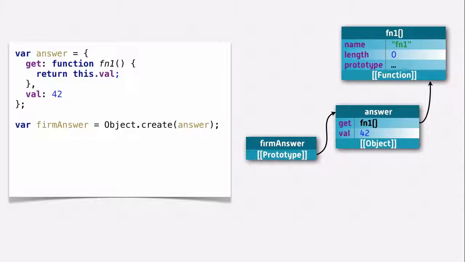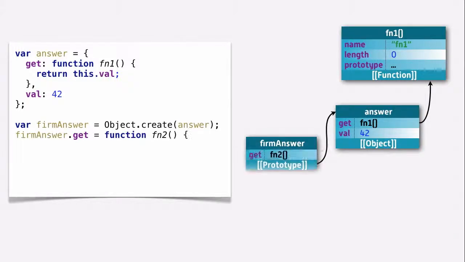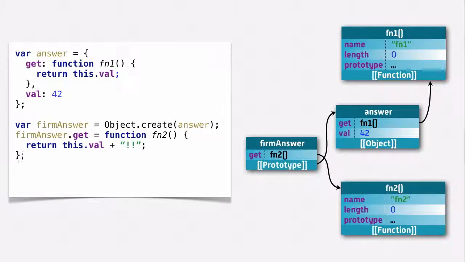So if we wanted to have a firmAnswer object that answered something differently, we just say firmAnswer.get and assign the function. In this case, we're going to return the same value and return bang bang at the end. So if we say answer.get, that'll give us 42 back, but if we say firmAnswer.get, that'll say 42!! back. Anyway, you get the idea.